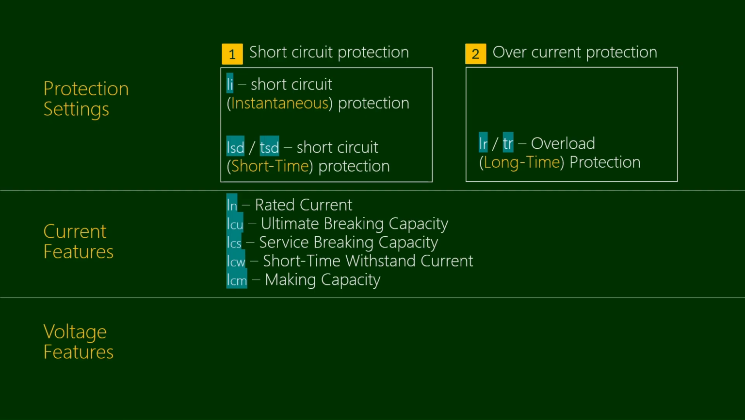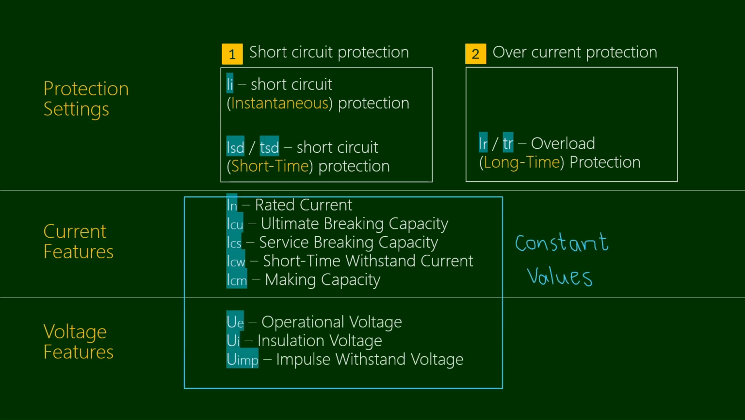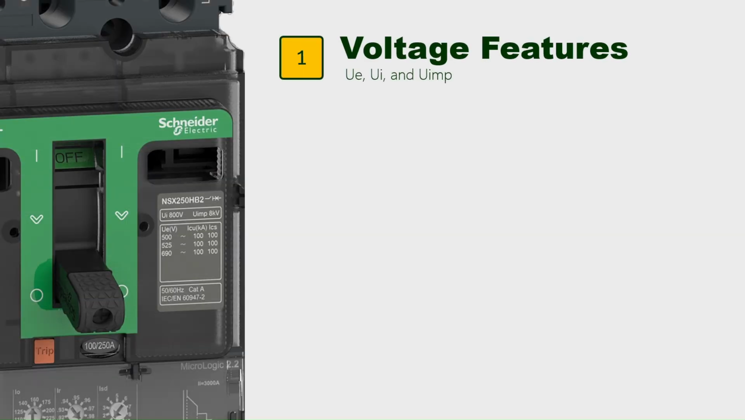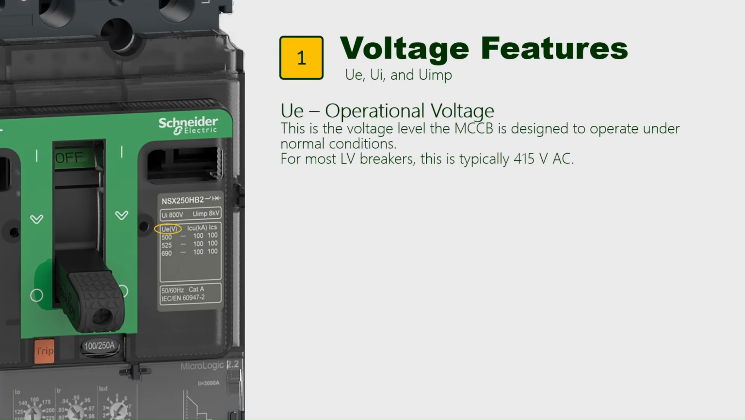As I said, we have a set of voltage features and current features that are fixed, constant numbers on the MCCB. These values don't change and they define the electrical limits of the device. Let's start with the easier group first. Voltage features: UE, UI, and Uimp. Let's start with the voltage related parameters.